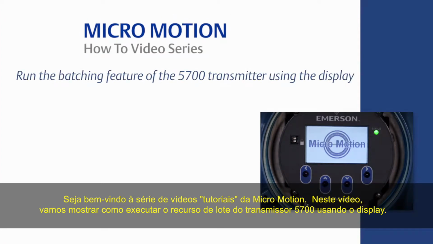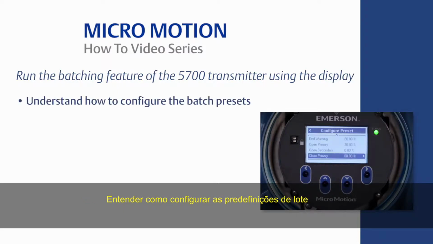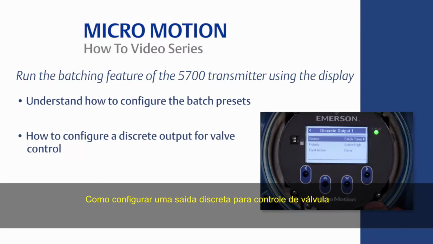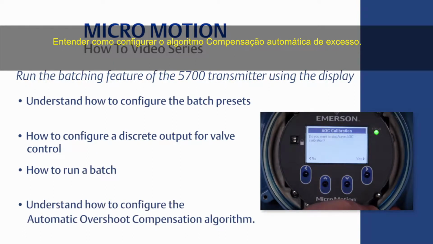In this video, we will cover how to run the batching feature of the 5700 transmitter using the display. The learning objectives for this video are the following. Understand how to configure the batch presets, how to configure a discrete output for valve control, how to run a batch, and understand how to configure the automatic overshoot compensation algorithm.